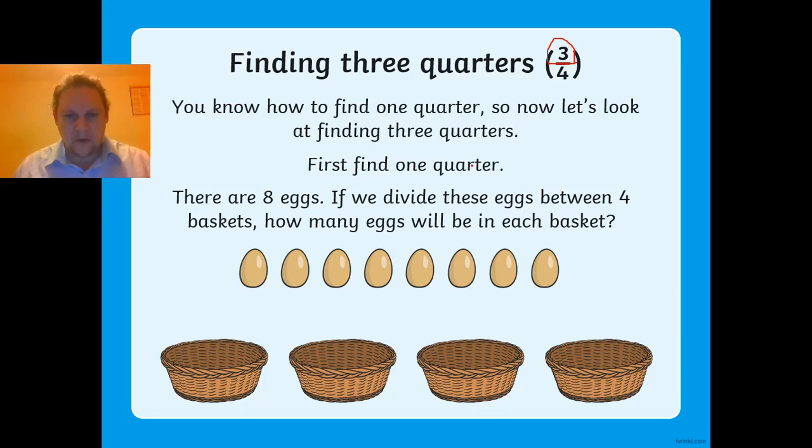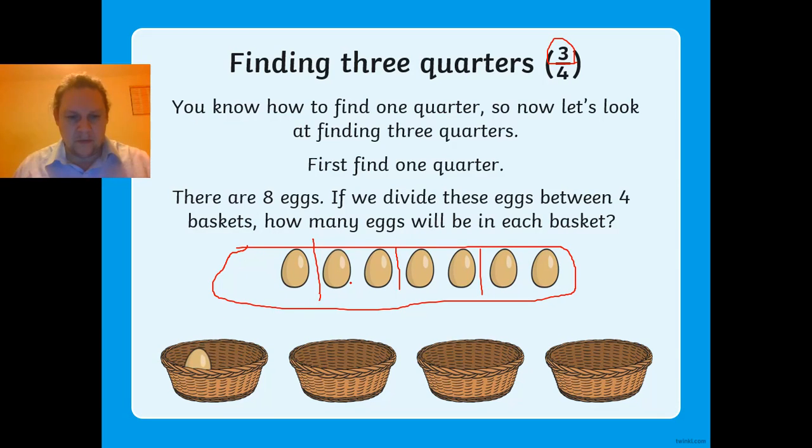So first find 1/4, okay? We know how to do that, don't we? A very easy way is to divide it in half and then half again. That's a very quick, easy way of doing it. So we can straight away see how many we've got in each group. But we're going to use the old method of sharing them out equally.